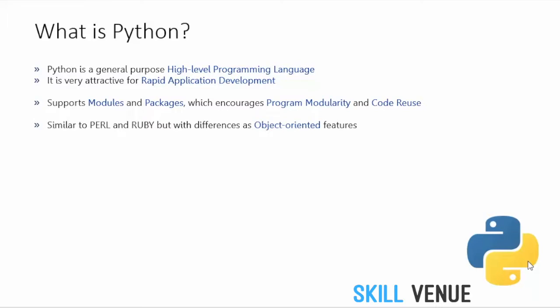Now let us see what is Python. Python is a high-level programming language. I guess you understand what a high-level programming language is, since this is a very basic definition. Python is one of the high-level programming languages, and it supports object-oriented programming also. So the OOPS concept is supported in Python, and it is very attractive for rapid application development. To create an application is pretty simple in Python. So you can happily create an application in Python.